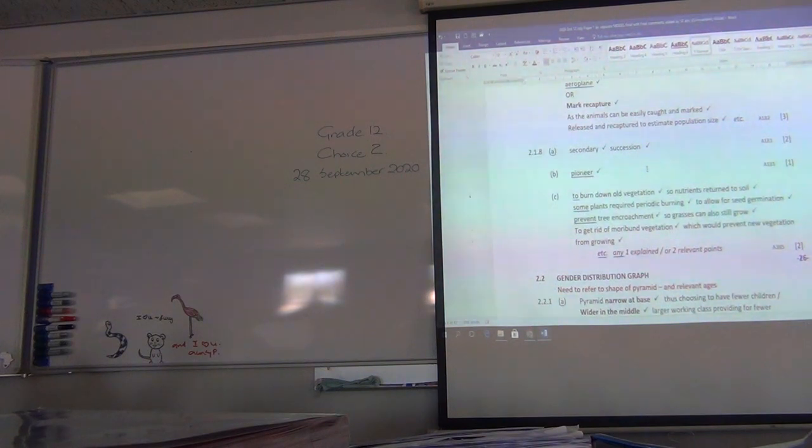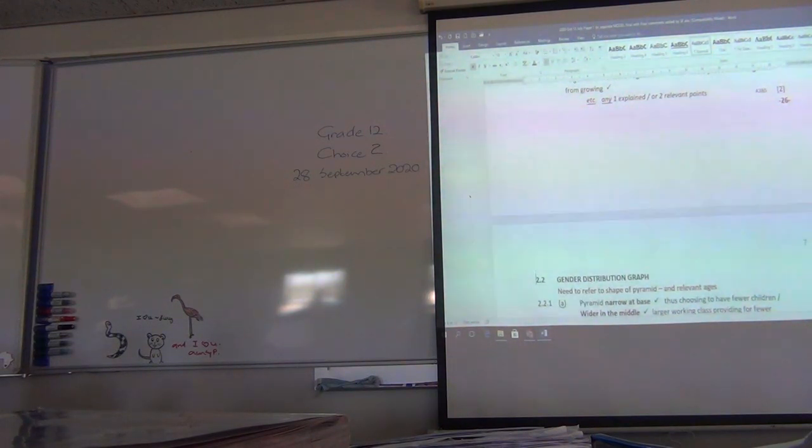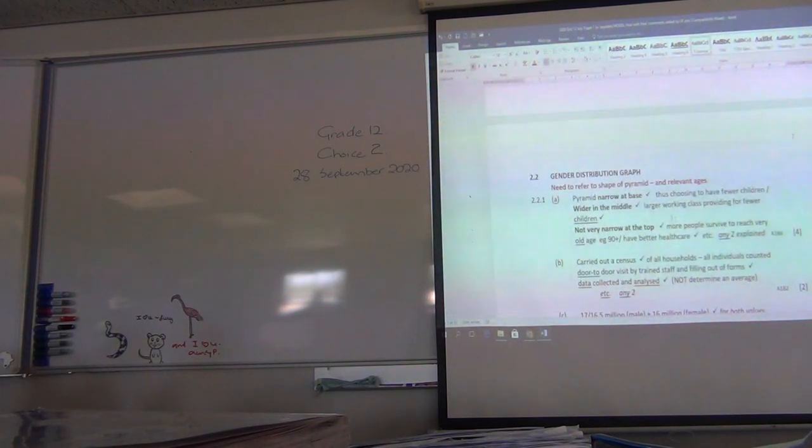Okay. Right, how can you tell by looking at the shape of the pyramid that it is typical of a developed region? You must refer to the shape of the pyramid here. So, the pyramid is narrow at the base, therefore the people are choosing to have fewer children. It's wider in the middle, so there's a larger working class to provide for fewer children. It's not so narrow at the top, so more people survive to reach very old age, e.g. 90 plus, because they have better health care. So any two of those points well explained.